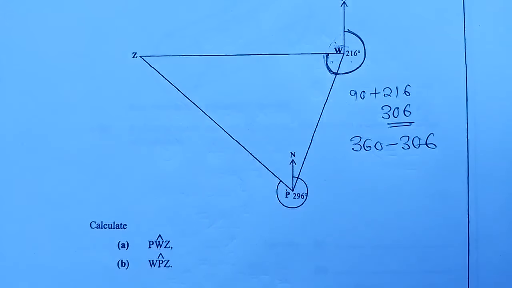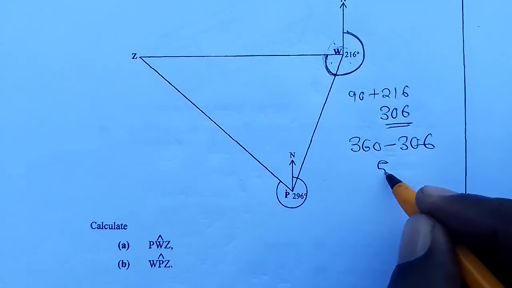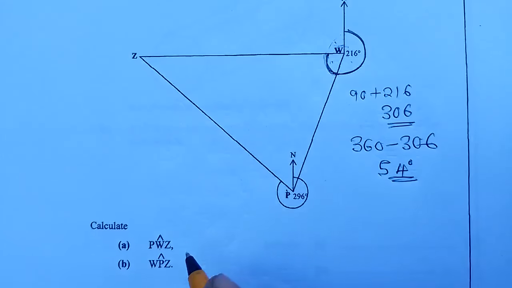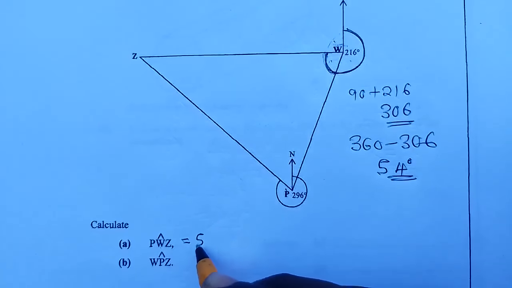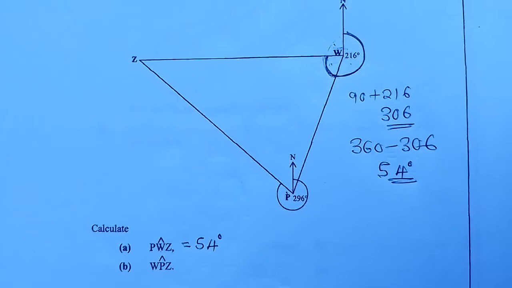Then what answer are we going to have? You discover that here your answer will be 54 degrees. So this is the first answer, which is 54 degrees. This is how you need to work out this.